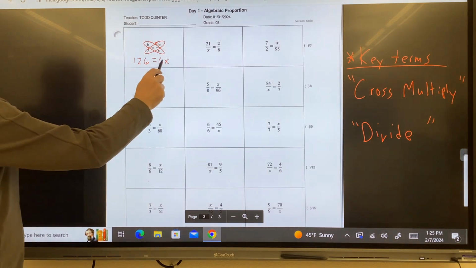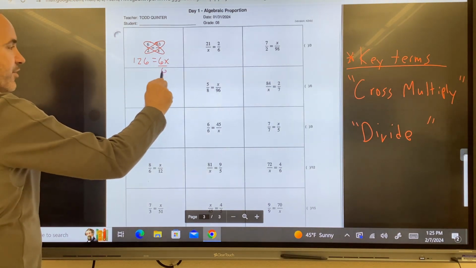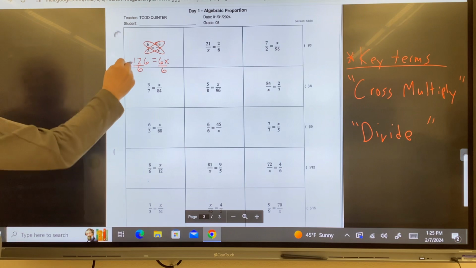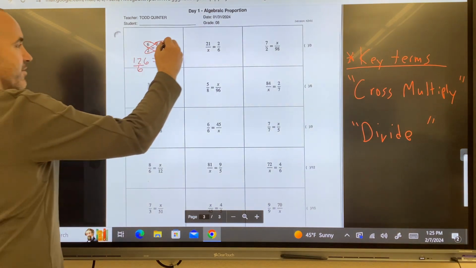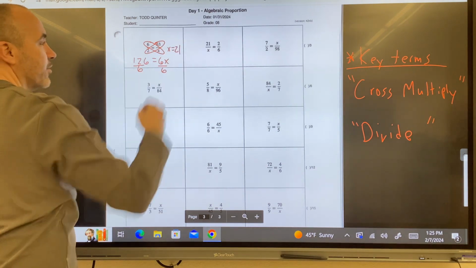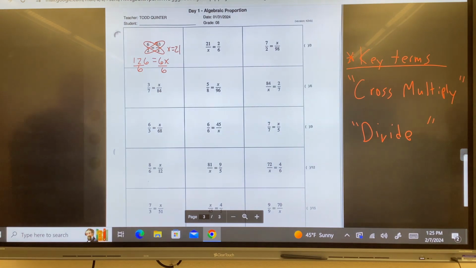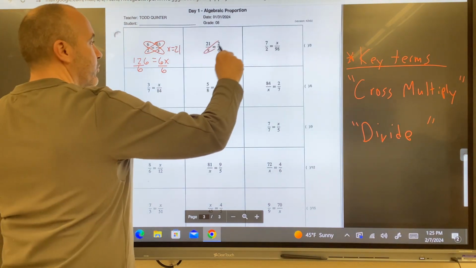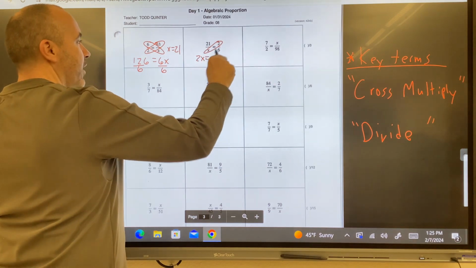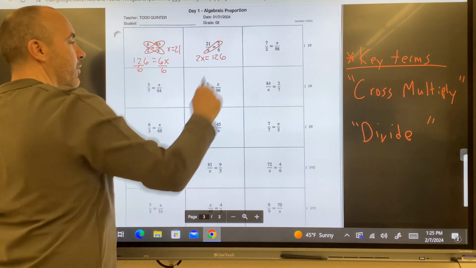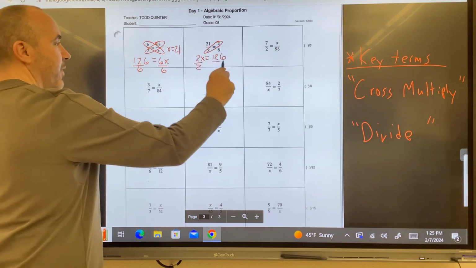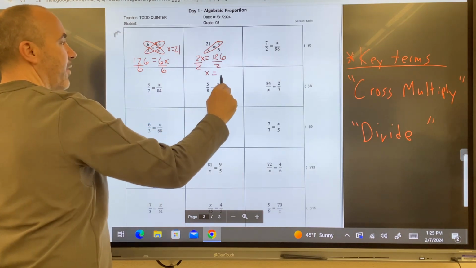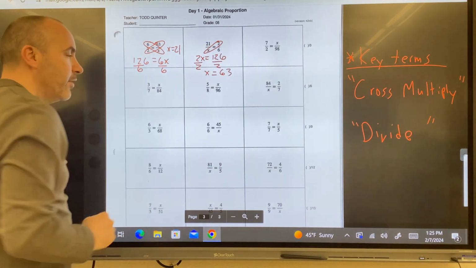And then to get x by itself, this is where the division comes into play. We divide both sides by 6, and 126 divided by 6 is 21. So x would be 21. All right, like I said, cross multiplication will always work. So 2 times x is 2x, and then 21 times 6 is 126. We divide both sides by 2, and 126 divided by 2 is 63.